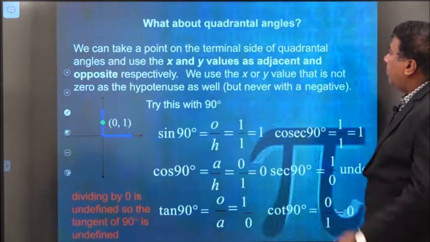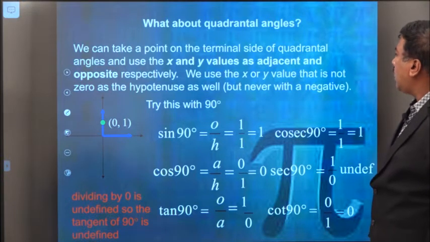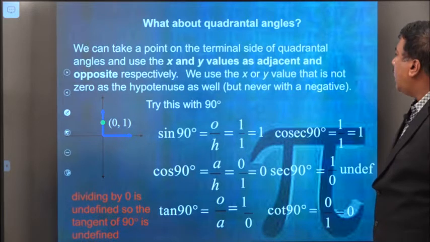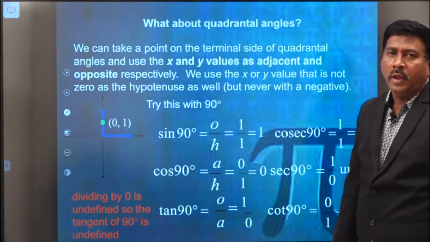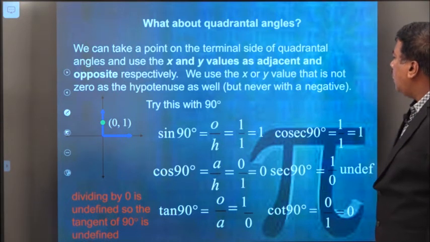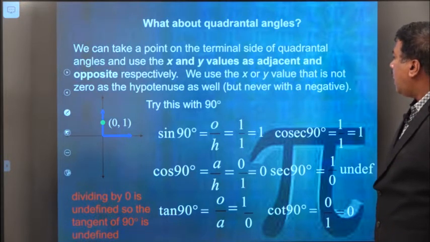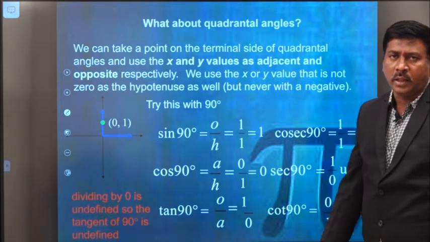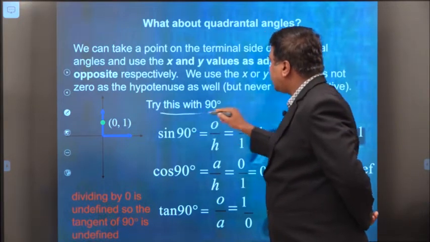Now what about the quadrantal angle? You can take a point on the terminal side of the quadrantal angle and use the x and y values as the adjacent and the opposite respectively. Depending on the values of x and y, we find the sine and cosine functions. We use the x or y value that is not 0 as the hypotenuse as well, but never the negative one, because the hypotenuse cannot be negative.